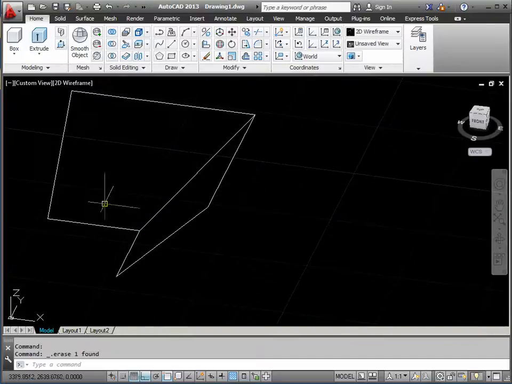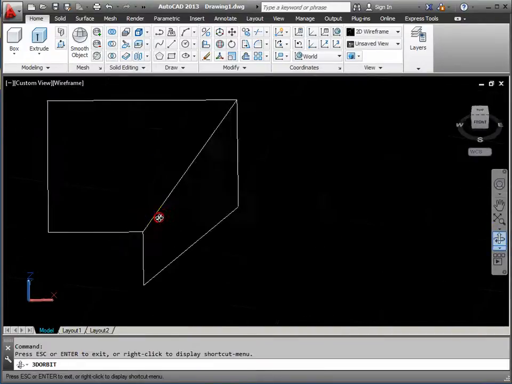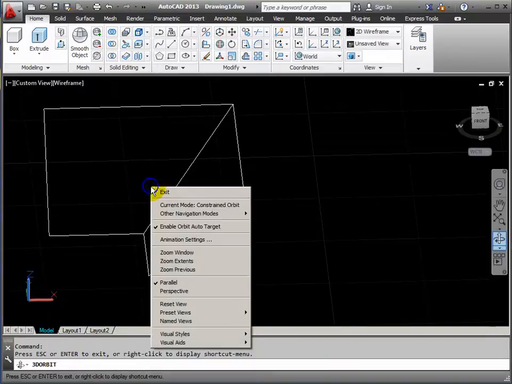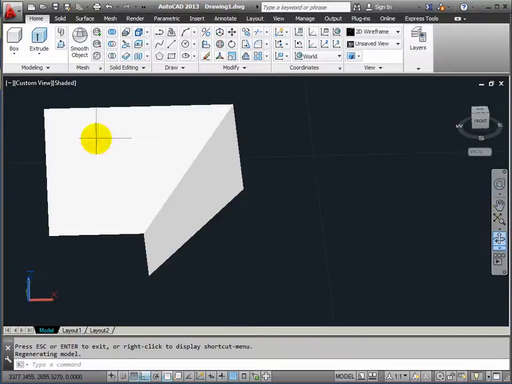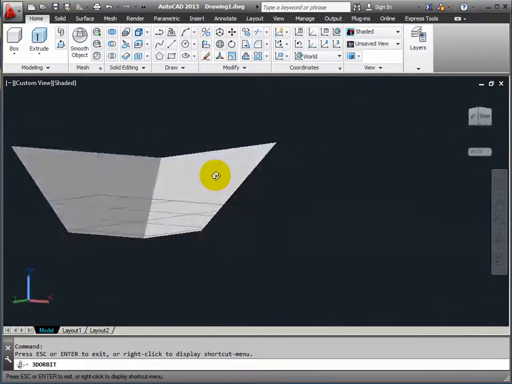Okay, and I've basically got a valley gutter situation there, and I know that the pitch of these are both 45 degrees. Let's just shade it so you can see what's going on here.